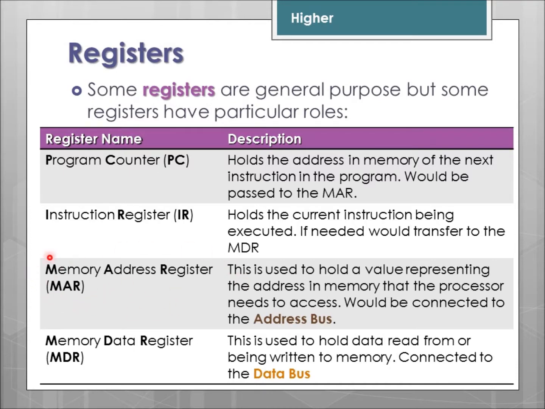This is the one that's primarily associated with the address bus. This is used to hold a value representing the address in memory that the processor is referencing, wanting to either read from or write to. And the memory data register is primarily connected to the data bus, and this is used to hold the data that's being read from or written to memory. More about this in a minute.